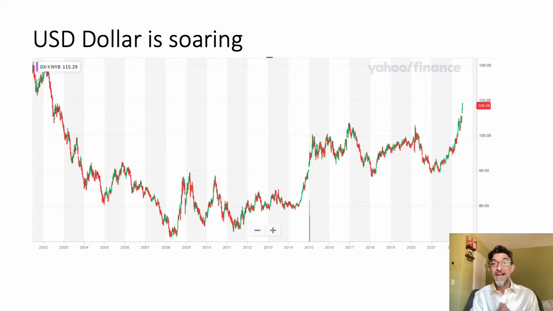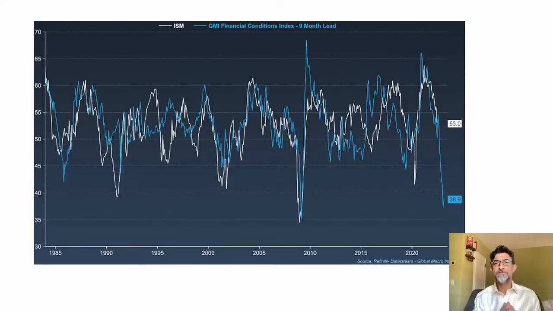Now, if you want to see an actual number for global liquidity, I've got a nice chart here from Raoul Pal.